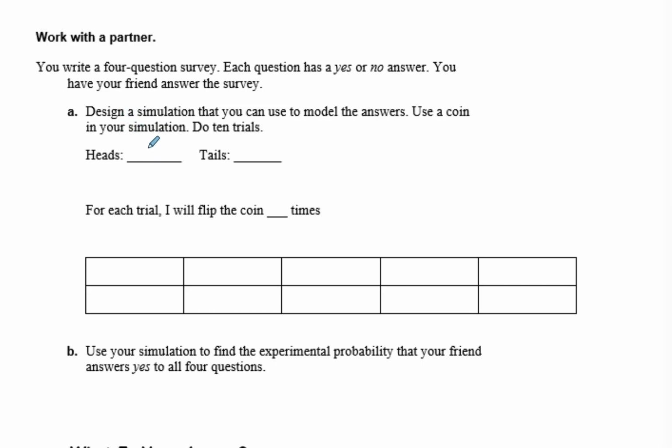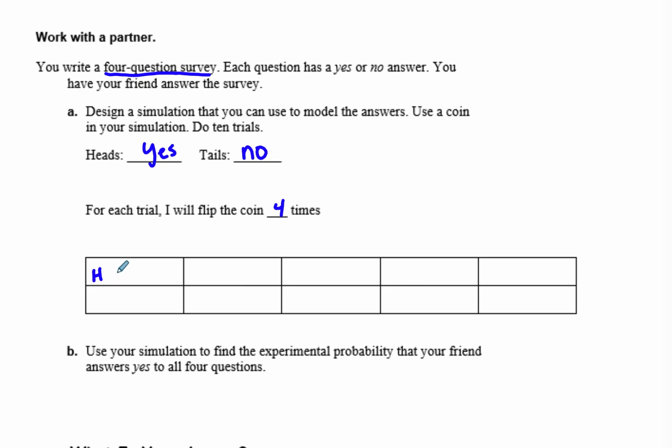Do 10 trials. Okay, so I'm going to say heads means yes, and tails means no. For each trial, I'm going to flip the coin 4 times. That's because it's a 4-question survey. All right, so I'm going to flip a coin, and the first thing I got was a heads. Now, you're not writing it down because your results are going to be different. I'm just modeling for you what you are going to do.